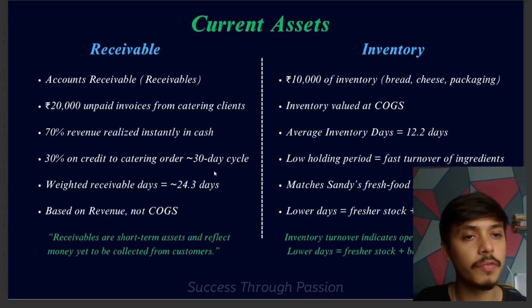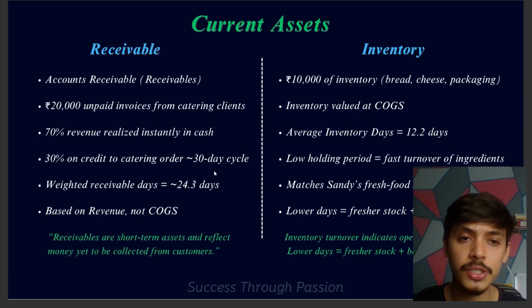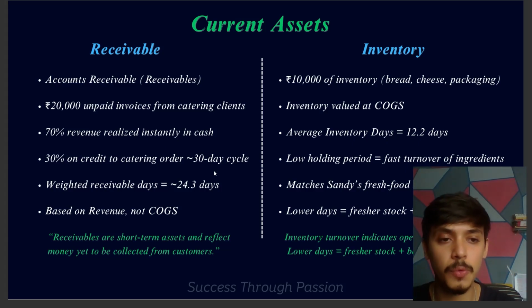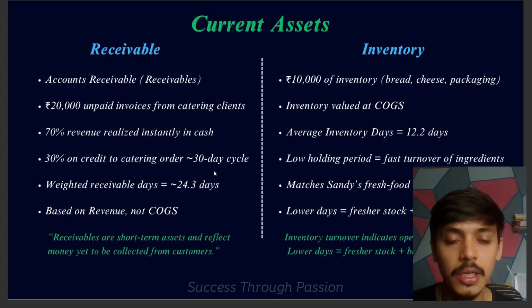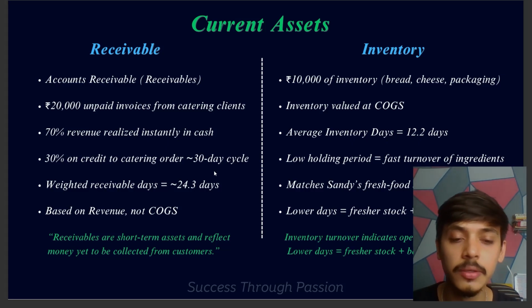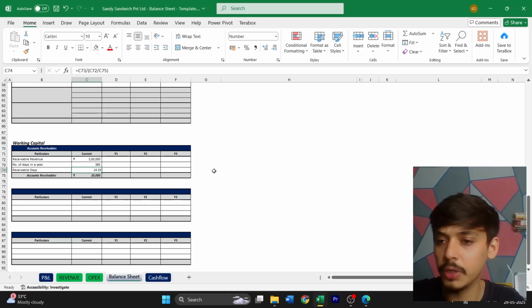So 10,000 worth of inventory valued at COGS. So all the raw material that the business has is termed as COGS. The average inventory days is 12.2 days. Now we will calculate this 12.2 days using our Excel sheet. Next point is low holding period equals fast turnover of ingredients. So we will understand this point as we calculate the inventory days. Next point is lower days equals fresh stock plus better cash cycle. Both these points let's understand as we create our inventory days calculation.